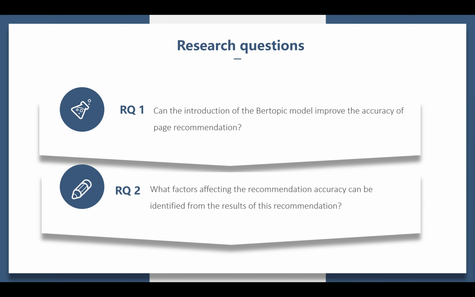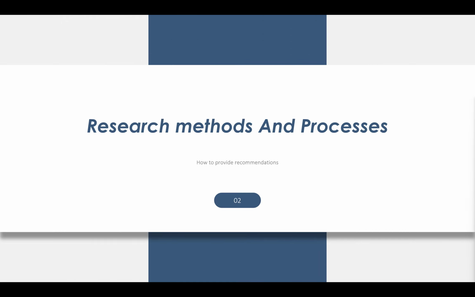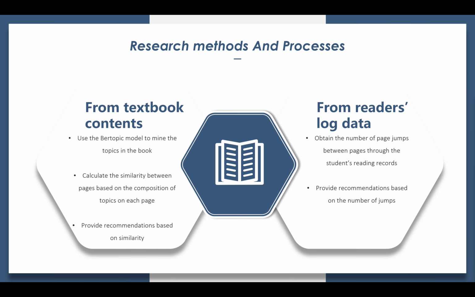Therefore, the main work of this study is, first, to design a page recommendation system based on the per topic model, and second, to find factors affecting the accuracy of recommendations through the analysis of recommendation results, providing references for future research. Next is the second part on how to provide recommendations.